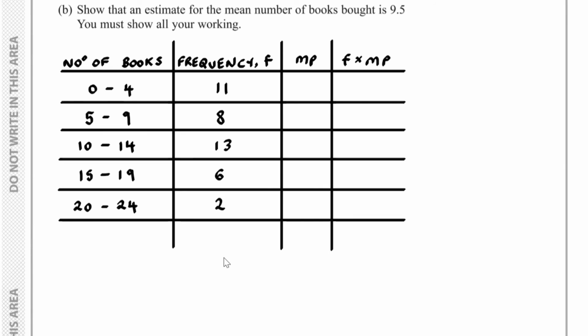So what we can do now is find out the totals. So if I work out the totals, we've got 40 people in total. And if I work out the midpoints, we've got here 2, 7, 12, 17, and 22. And here we would have to add together eventually the frequency times the midpoints. 11 times 2 is 22, 8 times 7 is 56, 13 times 12 is 156. 6 times 17, that's 102.